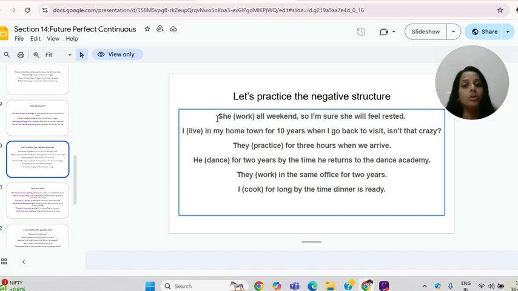Are you ready? Now, let me read it for you. She worked all weekend, so I'm sure she will feel rested. I live in my hometown for 10 years when I go back to visit. Isn't that crazy? So here's the question form. So try to change that into negative structure. They practice for 3 hours when we arrive. He danced for 2 years by the time he returns to the dance academy. They work in the same office for 2 years. I cook for long by the time dinner is ready.